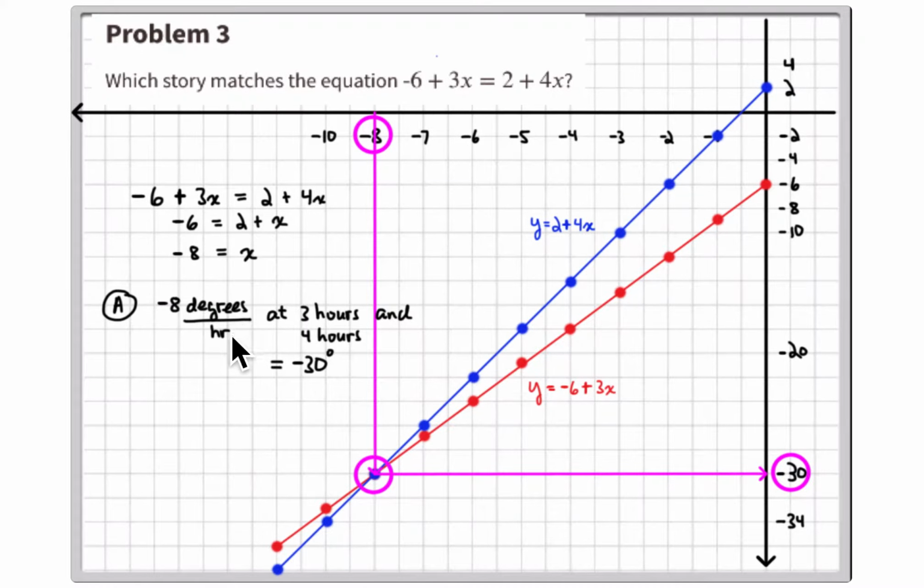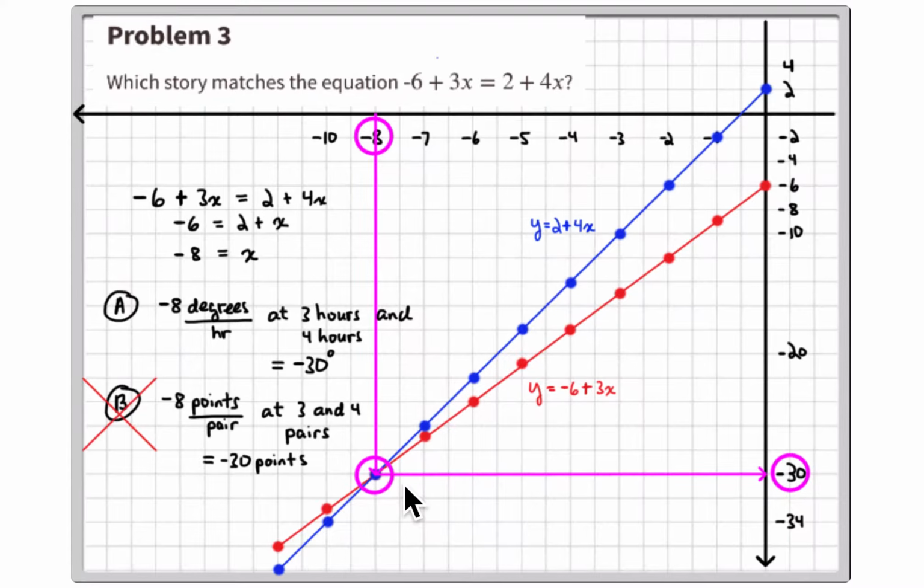So -8 degrees. So the first story is -8 degrees per hour. At 3 hours and at 4 hours, you're at -30 degrees. So 3 hours on this side, so 3 times -8 is -24, plus -6 is -30, or 4 times -8 is -32, plus a +2 is also -30. So you can use either side to get the number of degrees in this case.